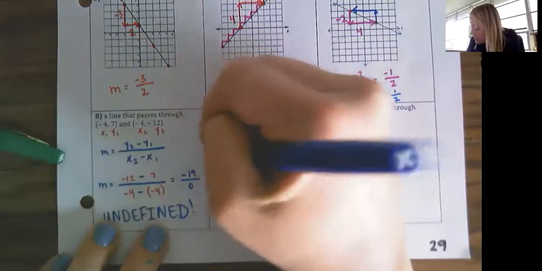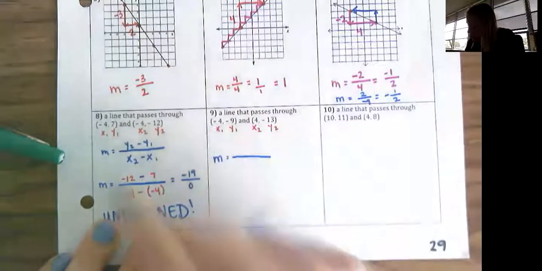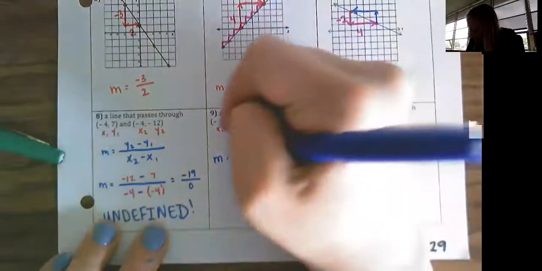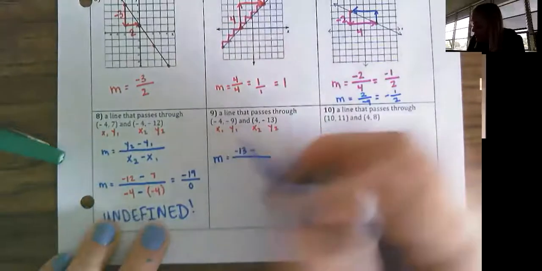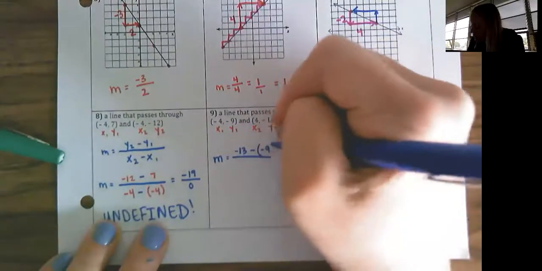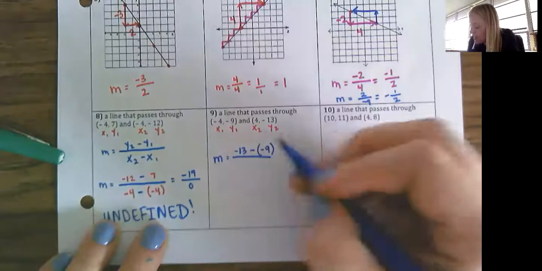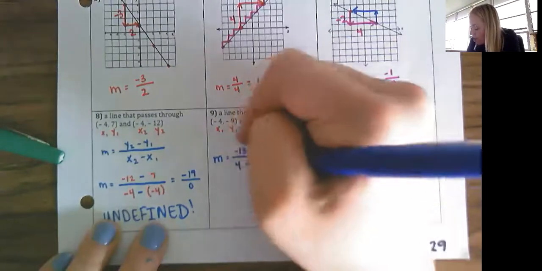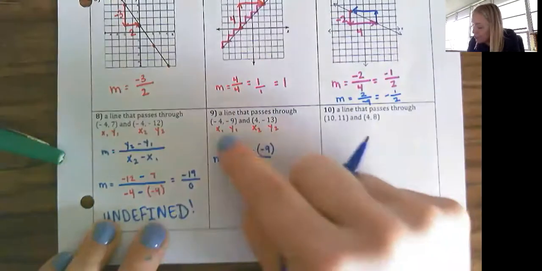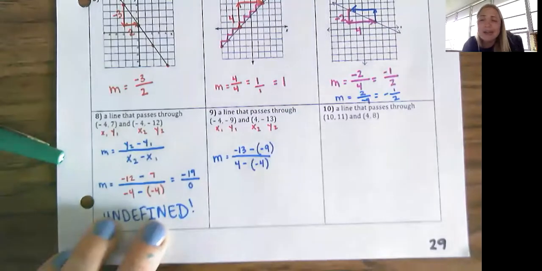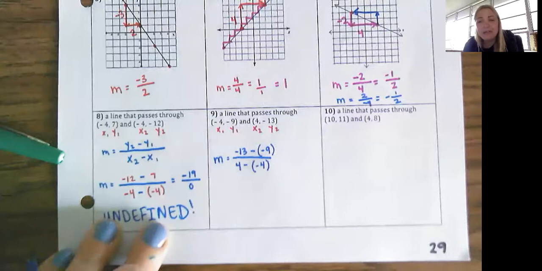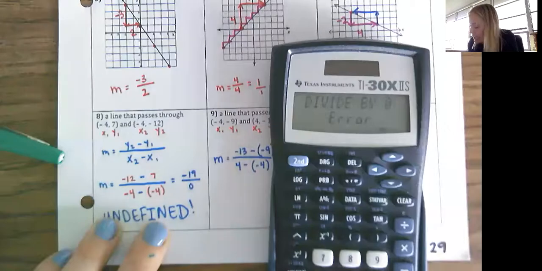M equals fraction bar, and y2 is negative 13. Always put a minus after it. Y1 is negative 9. In the denominator, x2 is 4. Always put a minus sign. And x1 is negative 4. Don't forget your parentheses. I wish I could like cry that at you, but sometimes I can't cry on demand. Sometimes I can, which is a pretty cool personality trait.